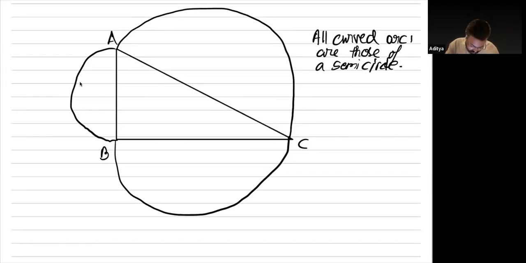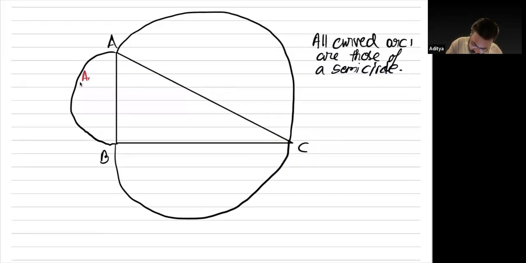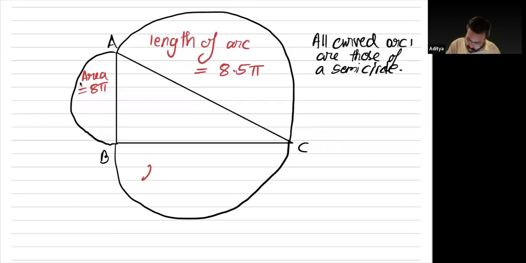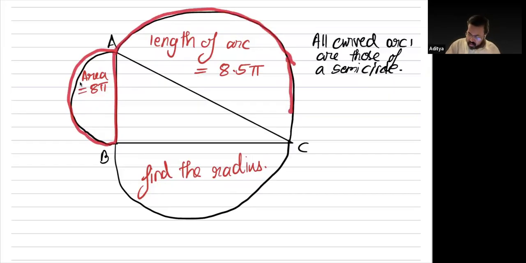Second thing, we have area equal to 8 pi. I'll write it inside over here. Also, we have length of arc equal to 8.5 pi. Find the radius. Each of these texts refers to the quantities of these respective semicircles. The area of this semicircle is 8 pi. The length of this arc is equal to 8.5 pi. You have to find the radius of this semicircle.